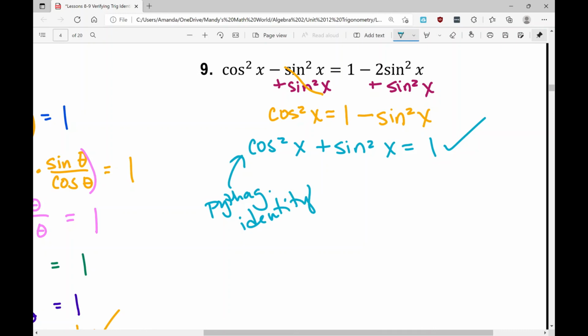And that concludes your day 1 notes over verifying trigonometric identities. I know it was long, but I hope it was helpful.